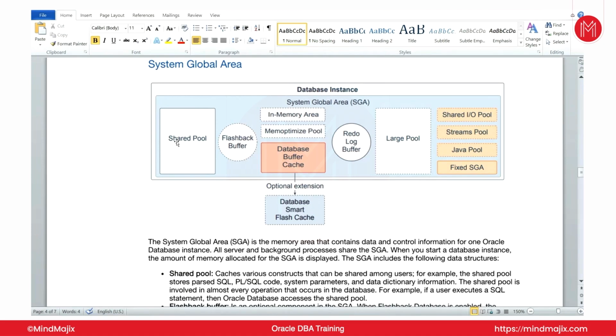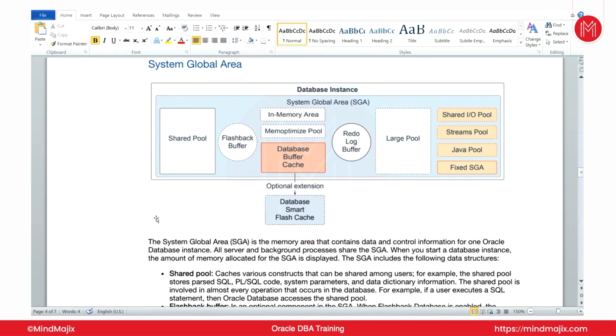So the shared pool will have all the past queries executed by all the users. Is it, by all the users? Yes, by all the users. Okay. So Ishtar, are you good? Does that answer your question? Yes.